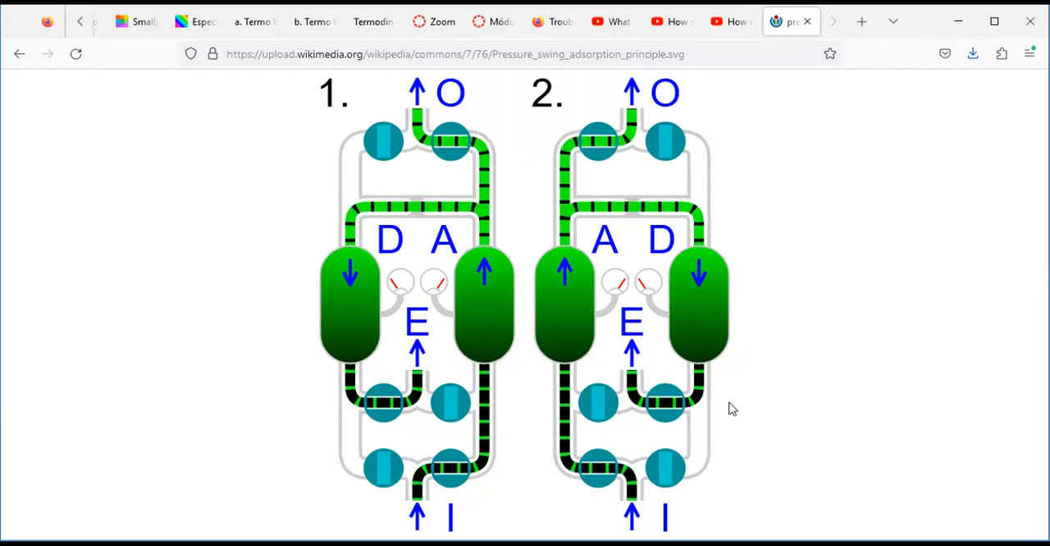Swing es un cambio. Swing es como un cambio, ¿no? Pressure swing, absorción por cambio de presión. Básicamente así se llama. Pressure swing absorption, absorción por cambio de presión. Okay.